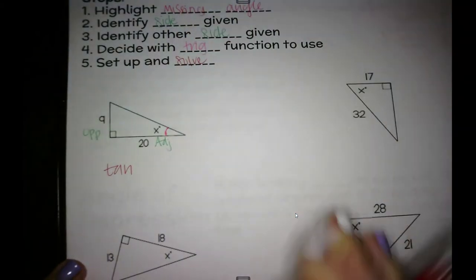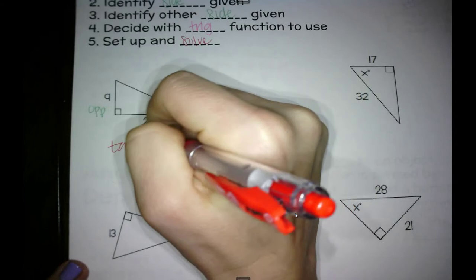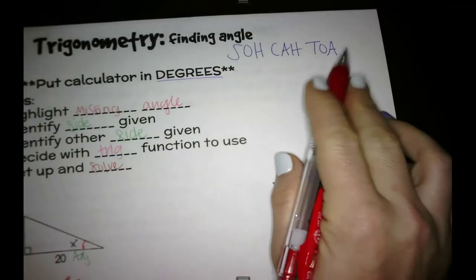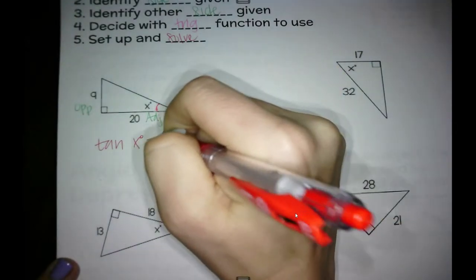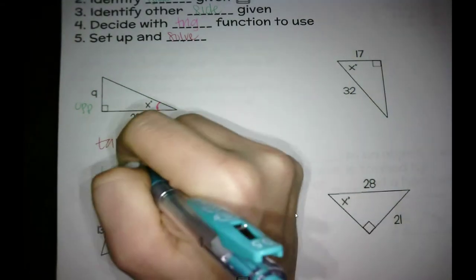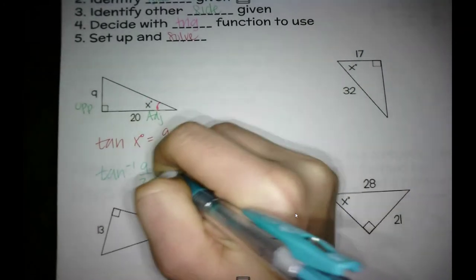So we're going to set up and solve. So we've got tangent of some angle equals opposite over adjacent. So 9 over 20. So we're going to be using the inverse here. So what we're going to be using is tan inverse of the 9 over 20, and that's going to give me x.